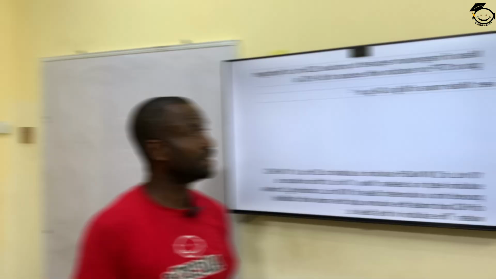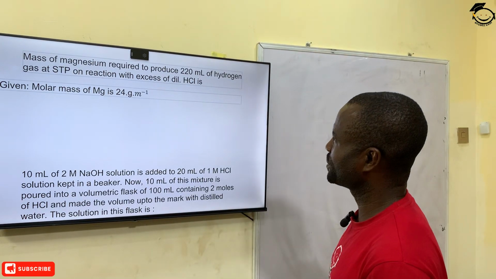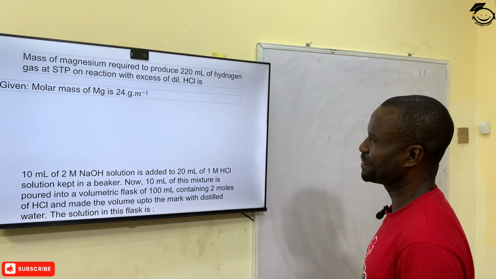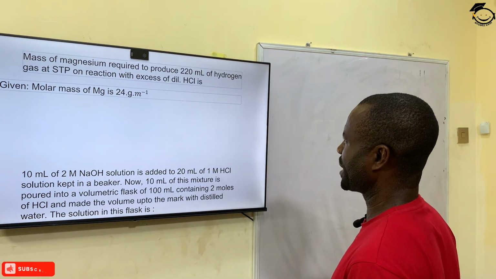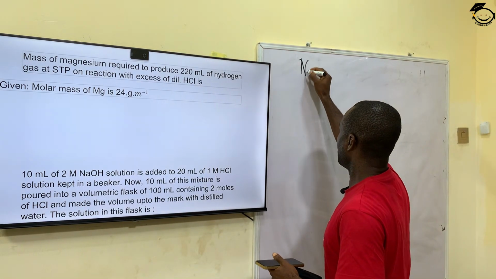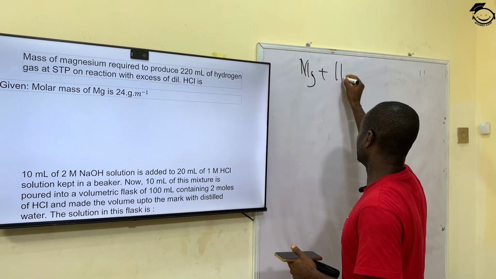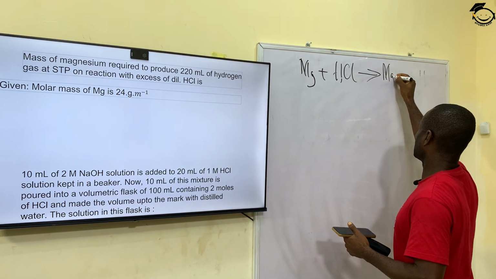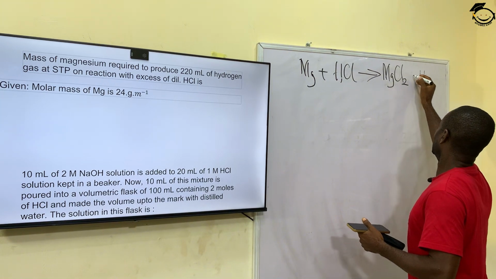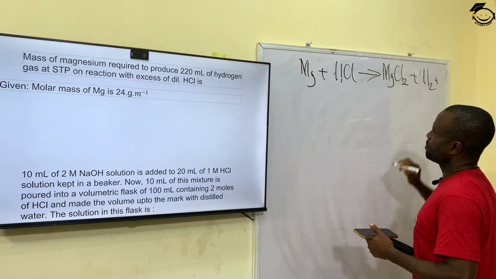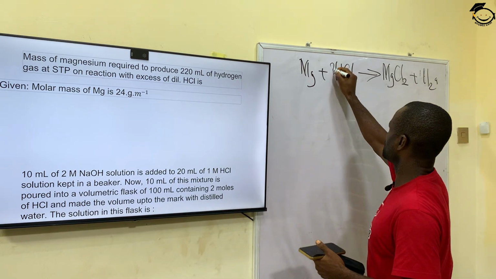oxygen. The next question says, mass of magnesium required to produce 220 ml of hydrogen gas at STP on reaction with excess dilute HCl. You have to write the equation of reaction for this. Magnesium reacts with HCl to liberate hydrogen. So we are giving you magnesium chloride plus hydrogen gas. So when you balance the equation, you have 2 here.